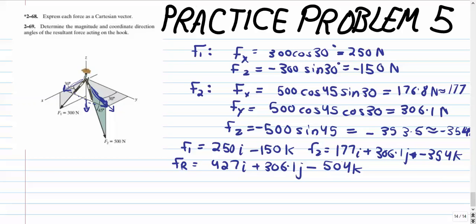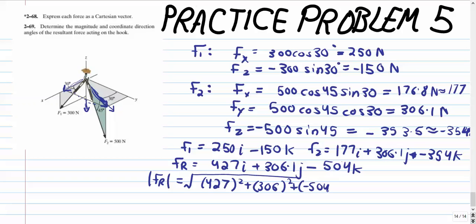Now that we have the Cartesian form of the resultant force, we can use this to find the resultant force's magnitude by using the resultant force formula, which is the square root of the sum of the squares of all components. And the value that we get for the magnitude of the resultant force is 728 newtons.